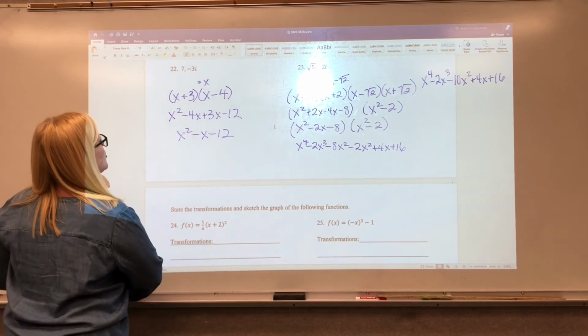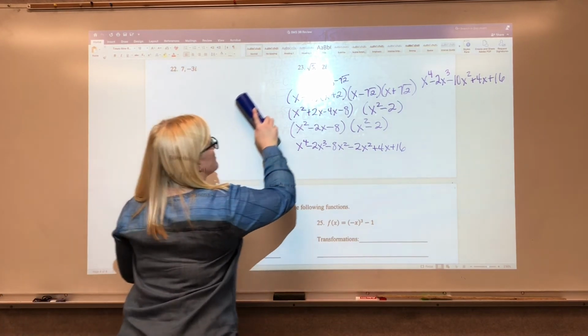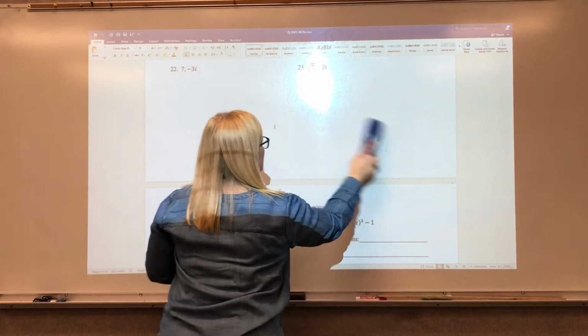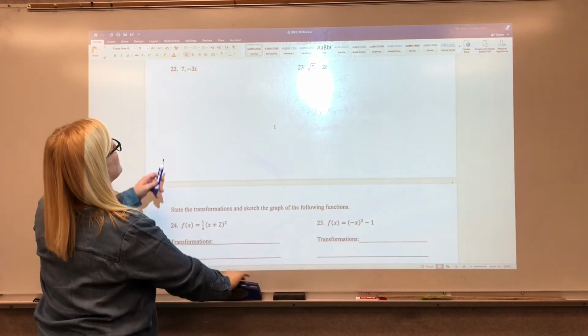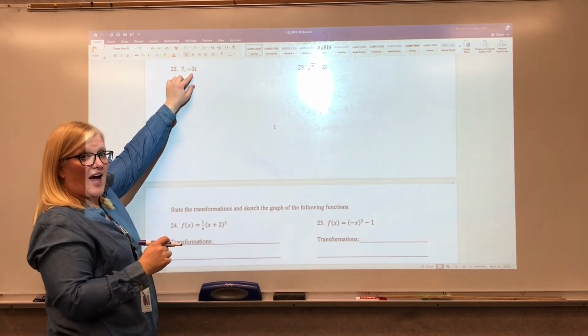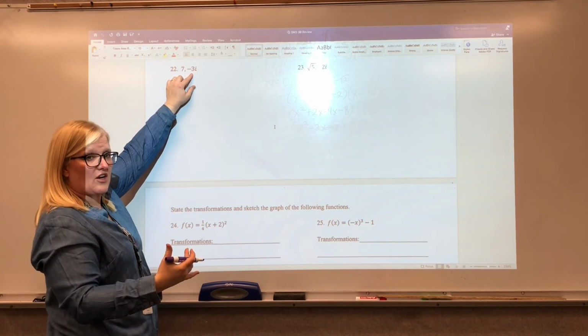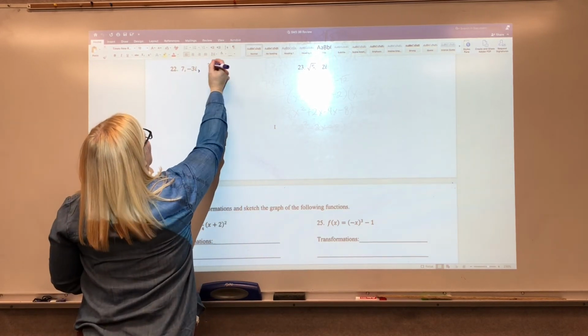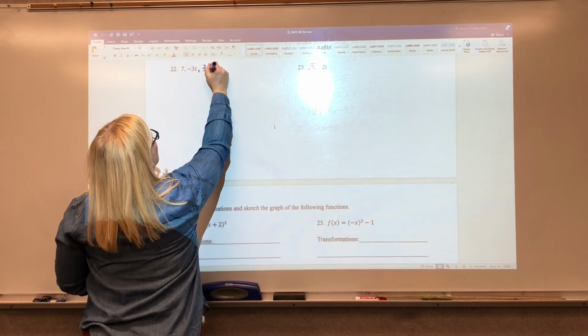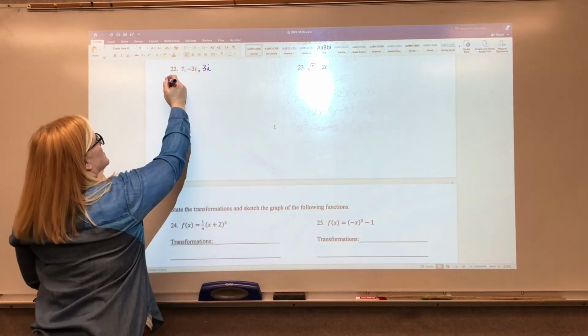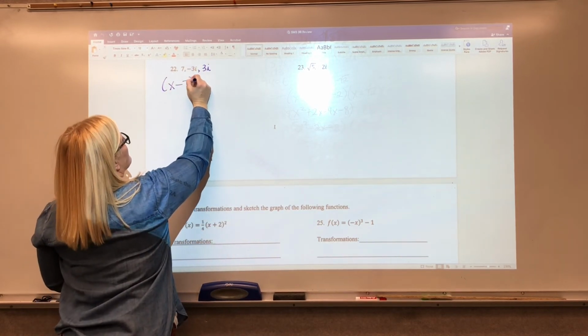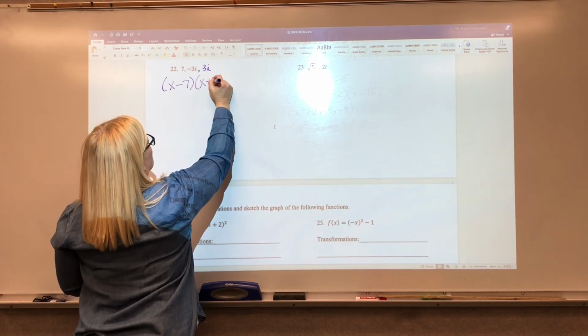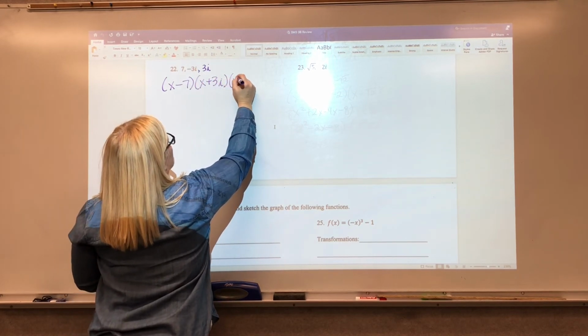Number 22. Number 22, we have 7 and negative 3i. So with the conjugate theorems, we also have positive 3i. So this is going to be x minus 7 times x plus 3i times x minus 3i.